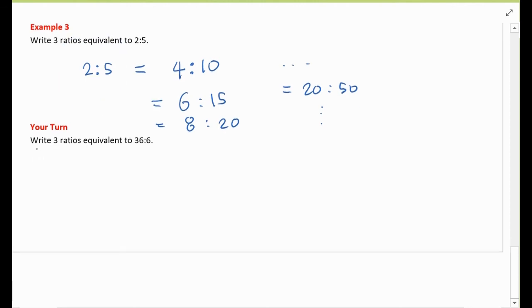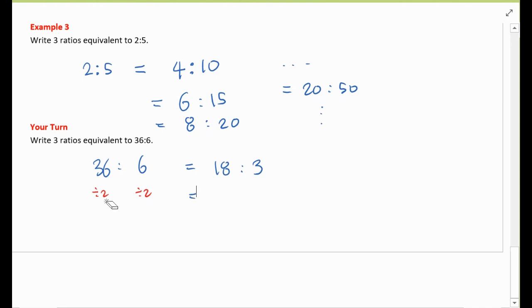Okay, next, write 3 ratios equivalent to 36 to 6. Again, I want you to pause the video and solve this problem. Alright, let's do it together. 36 to 6. So you can multiply or divide. This time I'm going to divide. So let's divide both numbers by 2. Then what do you get? 36 divided by 2 is 18. 6 divided by 2 is 3.